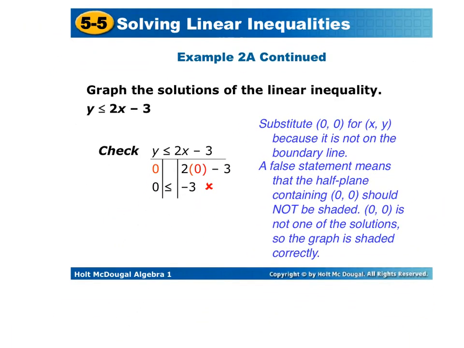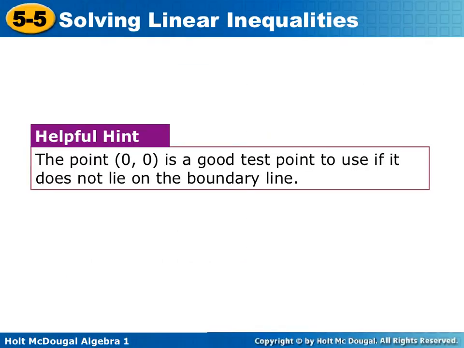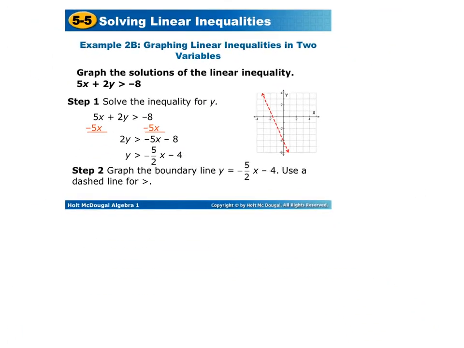This is still the same thing. Here they're substituting in the 0, 0 to do the check. They're telling you 0, 0 is a good one to pick as long as it's not on your line. If it's on the line, don't pick it. It involves the least amount of work. That's why they tell you to pick 0, 0.